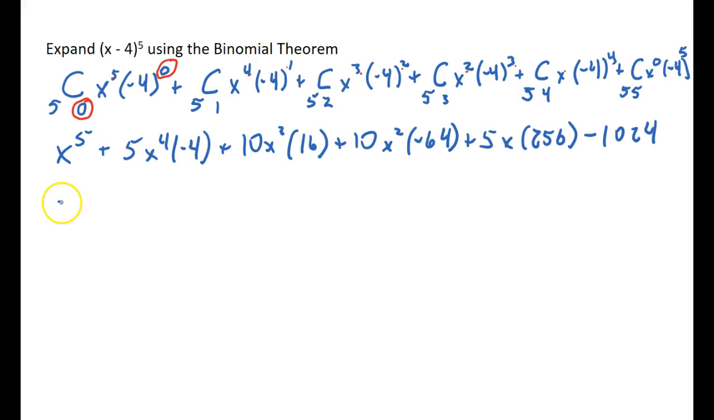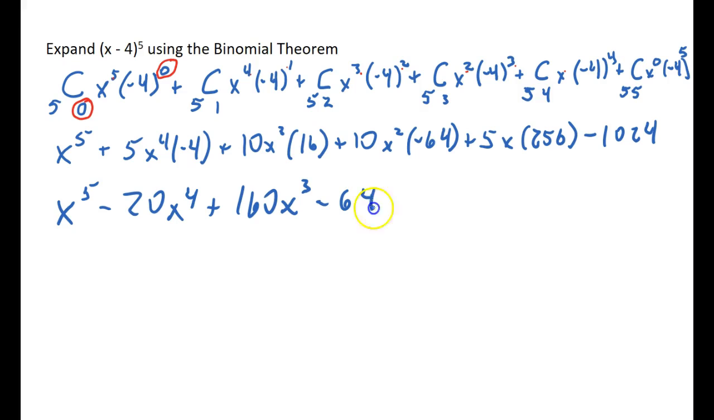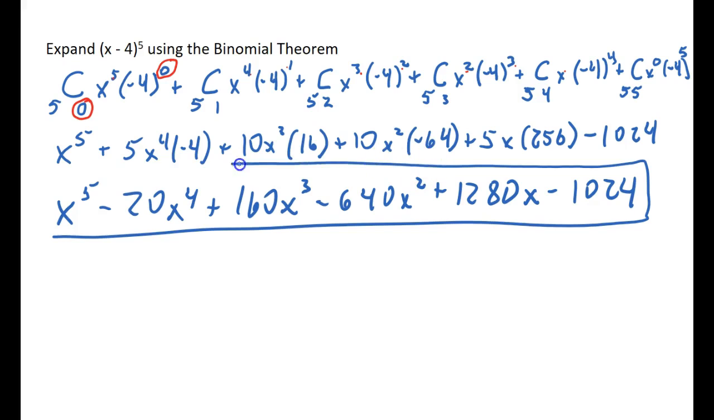So, final multiplication here, I've got x to the 5th minus 20x to the fourth plus 160x cubed minus 640x squared plus 1280x minus 1024. And this is what you get if you multiply it out, x minus 4 times itself 5 times.